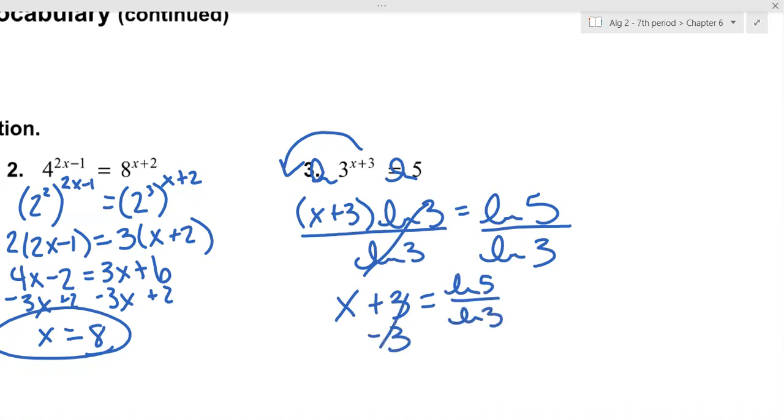Then I can subtract 3. So you might see your answer 2 different ways. You could see it written as x equals natural log of 5 over natural log of 3 minus 3. Or you could take that and plug it into your calculator. And actually, why don't you try that?